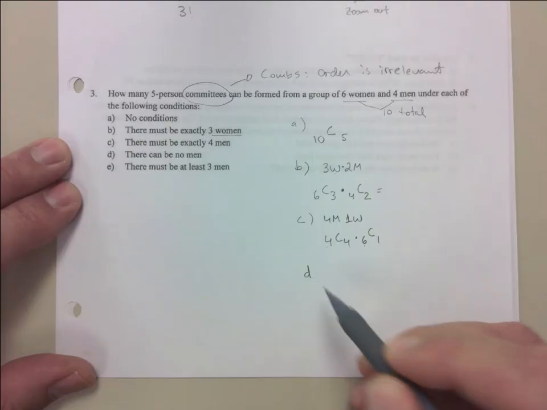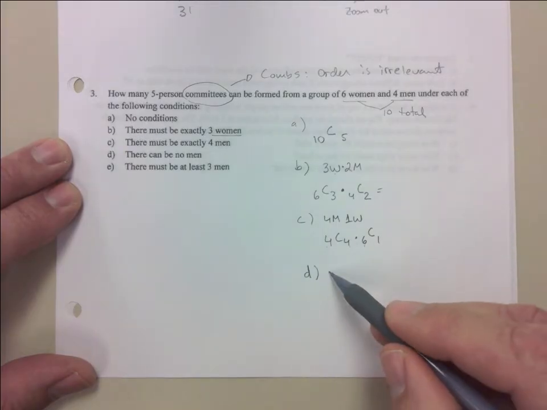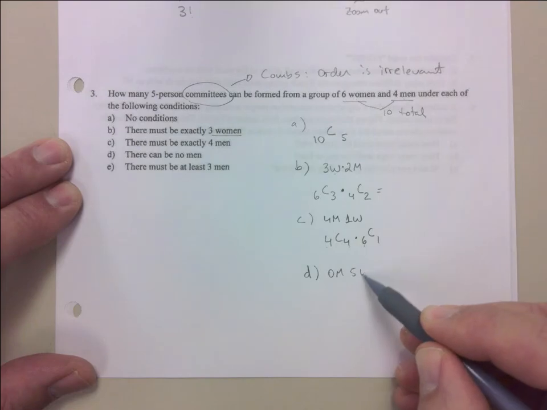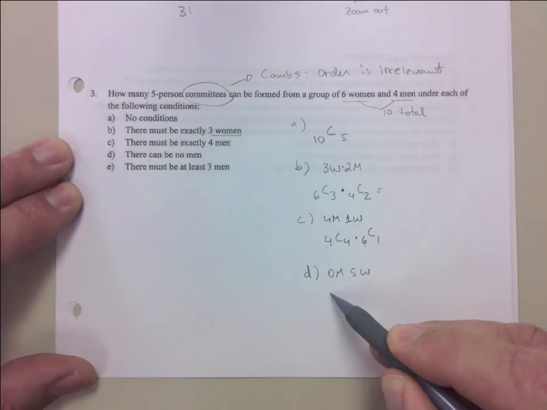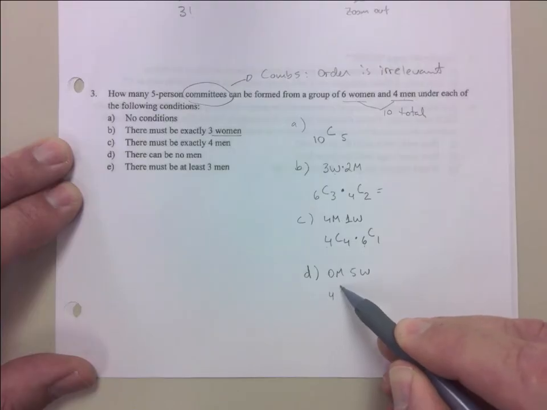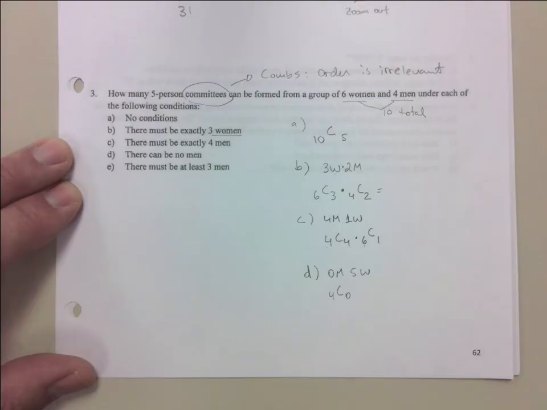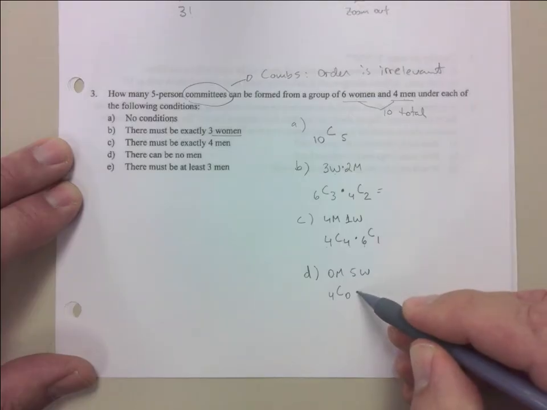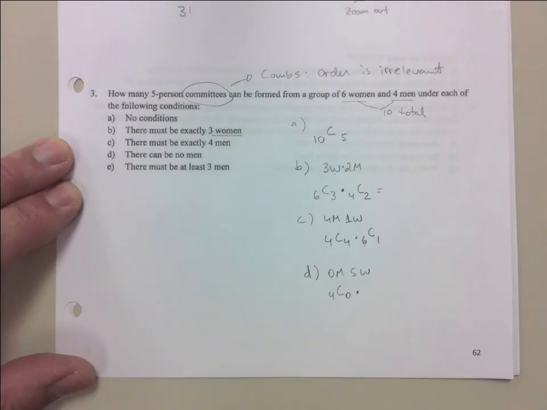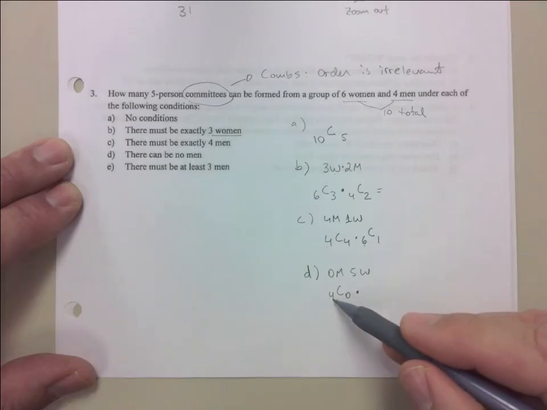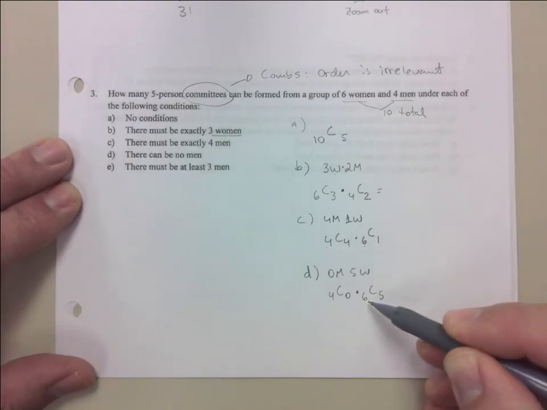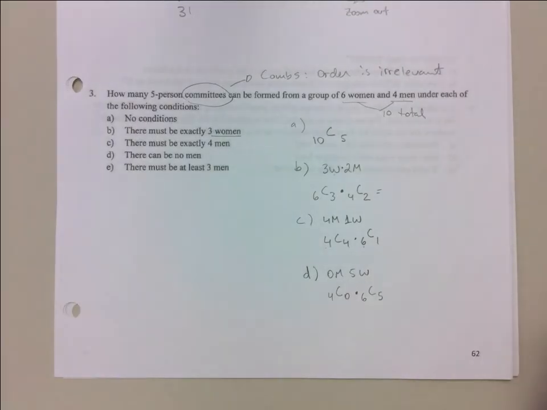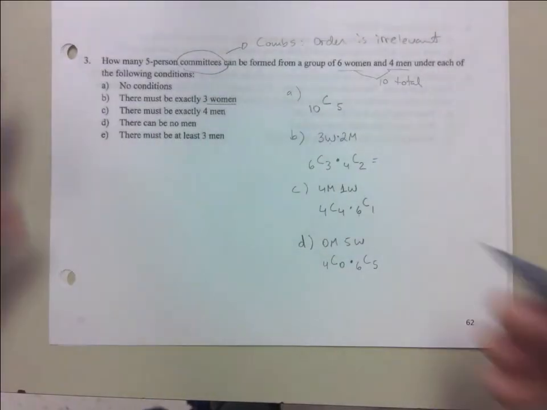D, there can be no men. Okay, so 0, so therefore all 5 have to come from the women camp, right? So then it's, if you want, this is not necessarily needed for choose 0, but I like it to be there because you think about what would happen if that wasn't a 0, right? So 4 choose 0 and 6 choose 5. From 6 women, you choose all 5 to be part of that. So that's how you would find that.